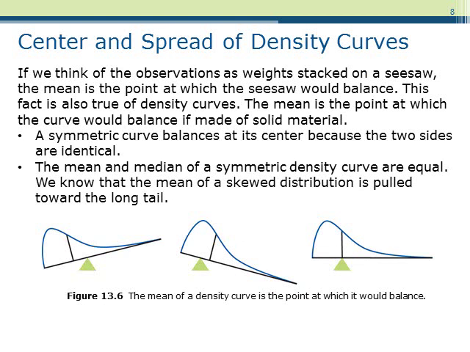If we think of the observations as weights stacked on a seesaw, the mean is the point at which the seesaw would balance. This fact is also true of density curves. The mean is the point at which the curve would balance if made of solid material. A symmetric curve balances at its center because the two sides are identical. The mean and median of a symmetric density curve are equal. However, we know that the mean of a skewed distribution is pulled toward the long tail.